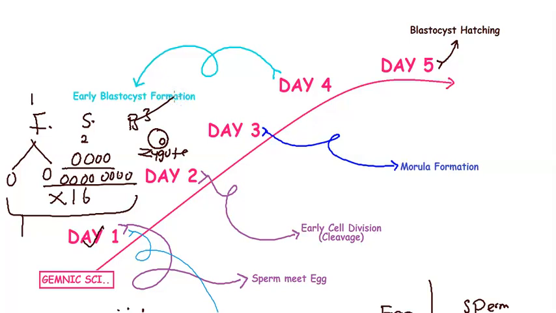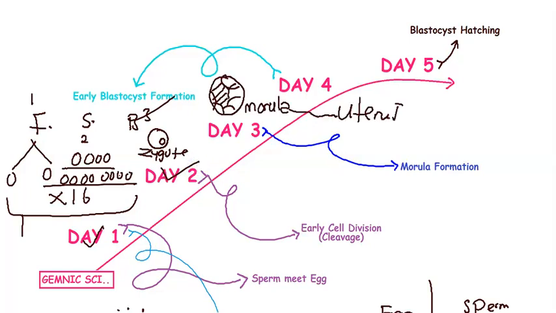So now we can simply move into day 3. We are done with day 2. Notice that on day 3, the dividing cells form a solid ball of cells which we call the morula. The cells compact together tightly and slowly move toward the uterus. This is the only thing that happens in day 3. We are done with day 3. We can now simply move to day 4.